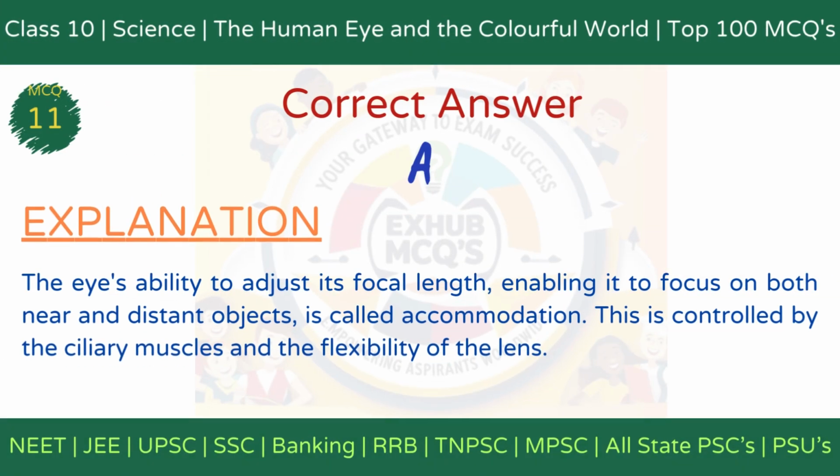The correct answer is option A, accommodation. Explanation: the eye's ability to adjust its focal length, enabling it to focus on both near and distant objects, is called accommodation. This adjustment is controlled by the ciliary muscles and the flexibility of the lens.